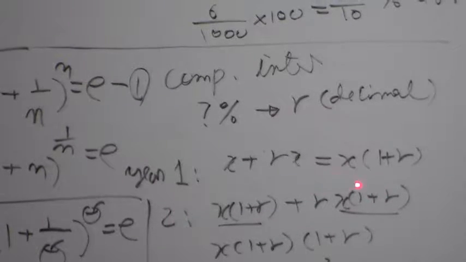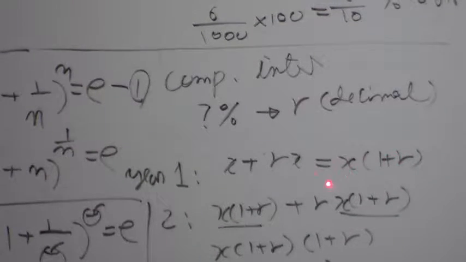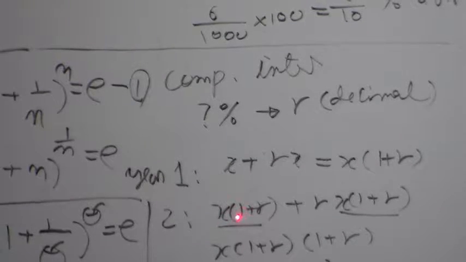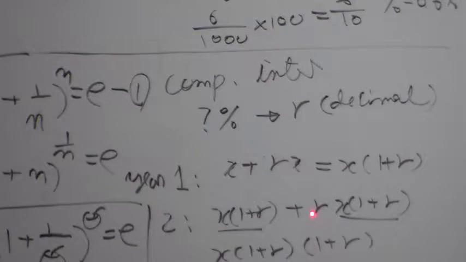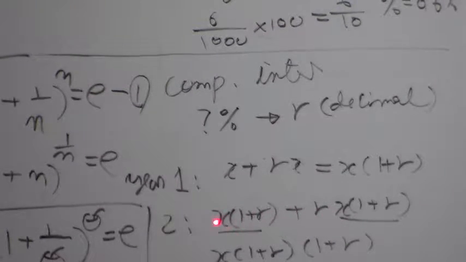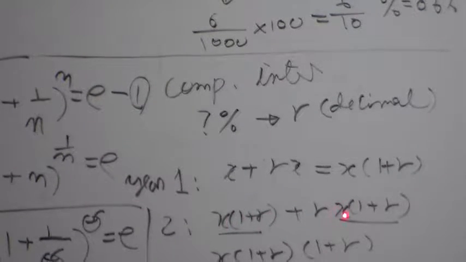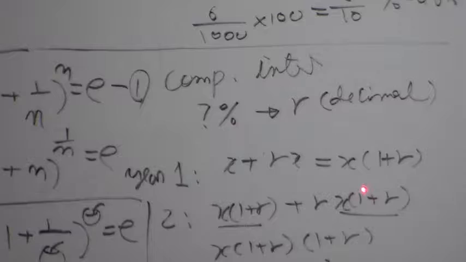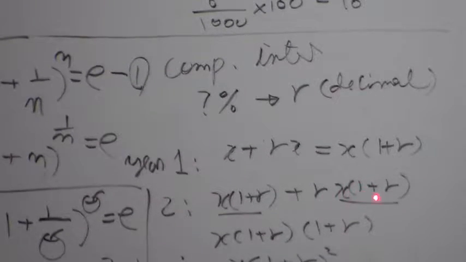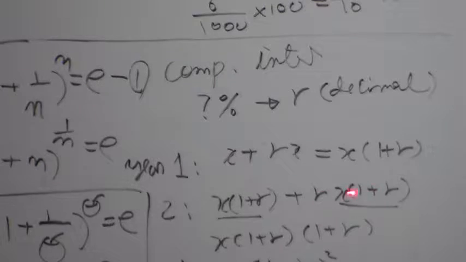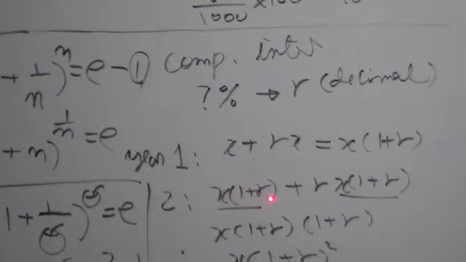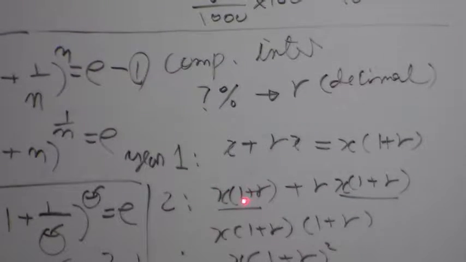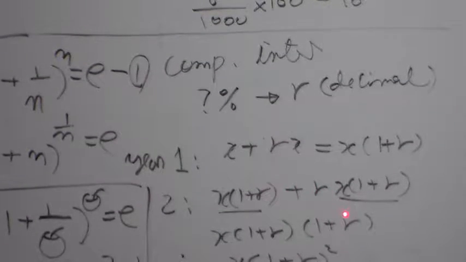Second year, this is the initial, this is the principal again. So the second year is x times 1 plus r, plus r times the principal. Then x times 1 plus r is a common factor, right? So I pull out x times 1 plus r. The leftover in this place is 1. Make sure you don't say 0. It's an invisible 1 right there. So 1 plus r.